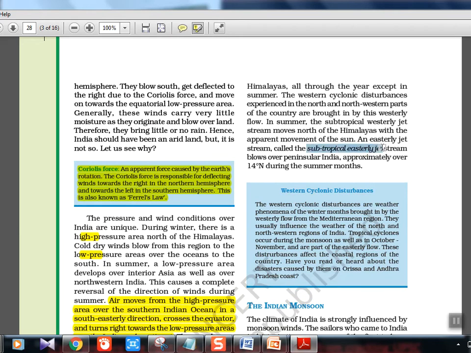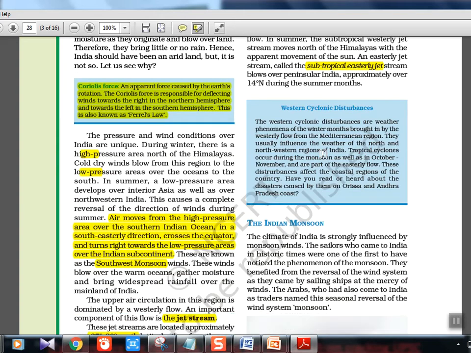Tropical easterly is also there, so the direction will be from east. Basic definitions: western cyclonic disturbances are a weather phenomenon of the winter months. You know, when we discussed Mediterranean climate in class 6th or 7th, I told you that winter rainfall happens there, and that disturbance will flow towards the east of the globe, and it will reach India.